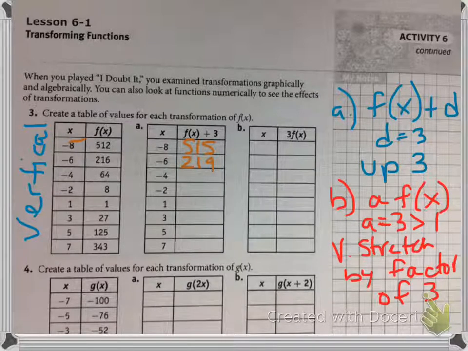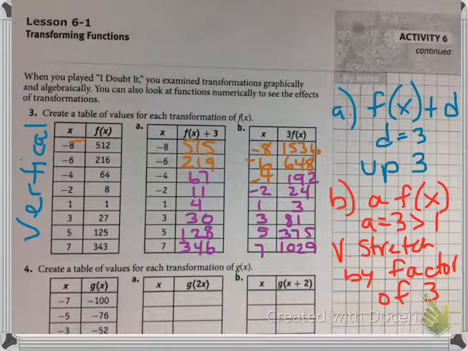Let's go ahead and look at B. In B, I'm going to use the same inputs, so -8, -6, -4, and so on. And what I'm going to do this time, instead of adding 3, is multiply the original f of x value by 3. So 512 times 3 is going to be 1536. And then the next one, 216 times 3, is going to be 648. So what I'd like you to do is pause the video, complete the tables, and then restart the video to check your answers.